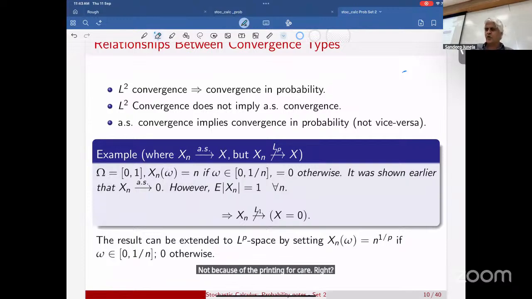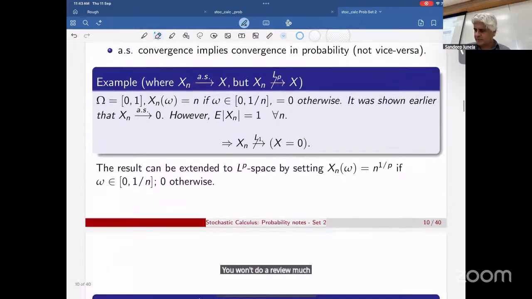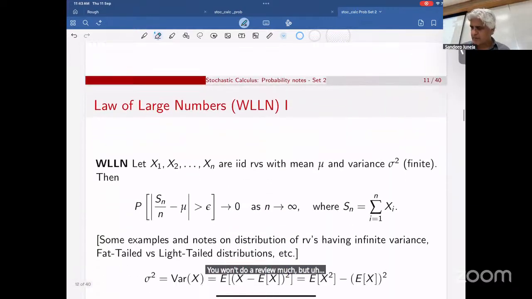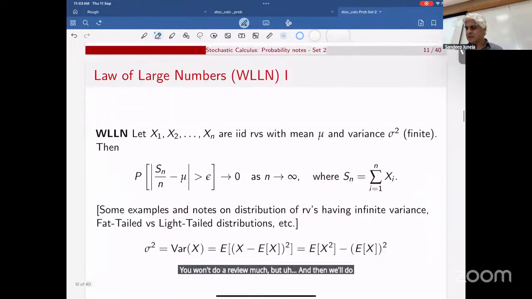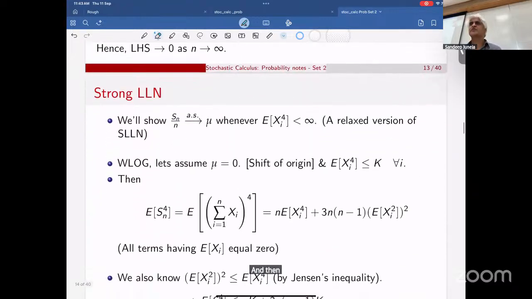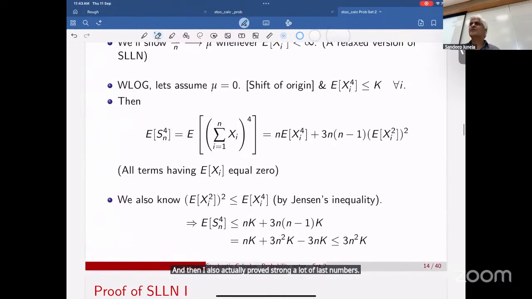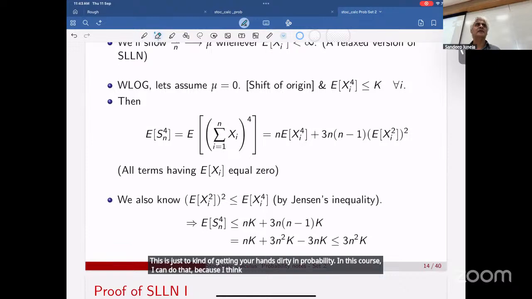Okay, so we'll do all of this, I guess. Next time we'll start from this slide. We won't do a review much, but we'll do the law of large numbers. I'll just tell you very quickly, and then I'll also actually prove the strong law of large numbers. This is just to get your hands dirty in probability. In this course, I can do that because I think you will benefit from seeing all this.